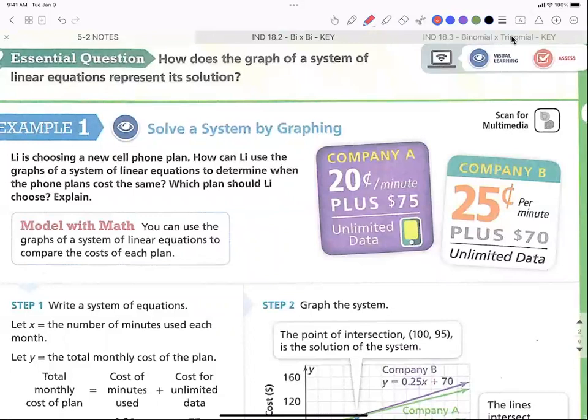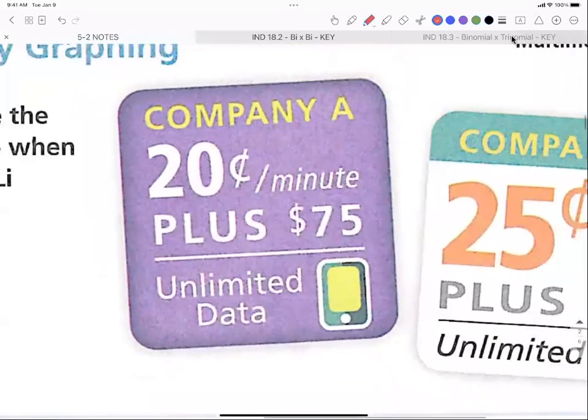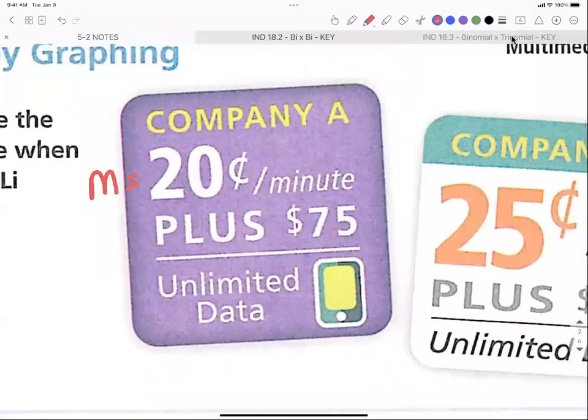Always when you're writing an equation, we know we need an M and a B, right? And in a story problem, I'm going to focus in on this company A for a second. In a story problem or in a problem like this, your M is the one that moves or changes. Whatever changes per minute, per hour, per day, whatever it is in the particular story problem, that's going to be your M because that's the one that moves or changes. So in this particular problem, this is our M because it says 20 cents per minute, right?